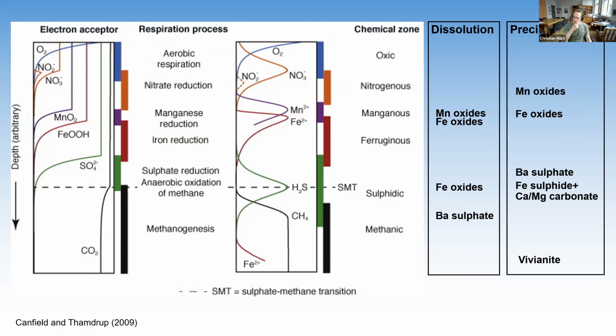You also have changes in carbonate minerals. And one zone I want to specifically focus on is this so-called SMT, which you can see in the middle panel, the sulfate methane transition. And that is basically where upward diffusing methane meets downward diffusing sulfate. And in this zone, you have a whole bunch of diagenetic processes occurring. I'm gonna show you a few examples in the forthcoming.